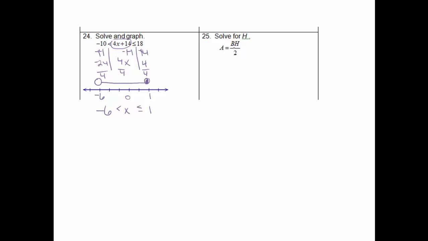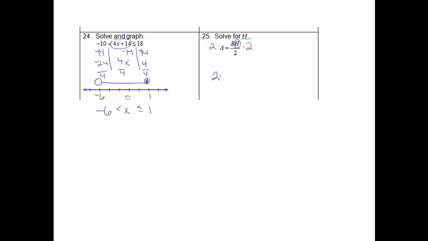Right, 25, this one says to solve for h, so I'm going to circle the h. This one's a little bit different than what we've been seeing. I just need to get rid of what's by the h, which is the b and the 2. So I'm going to get rid of the 2 first. This says h divided by 2. To get rid of divided by 2, we're going to multiply by 2. So I'm going to multiply both sides by 2.